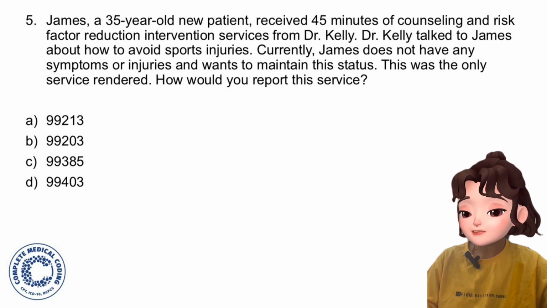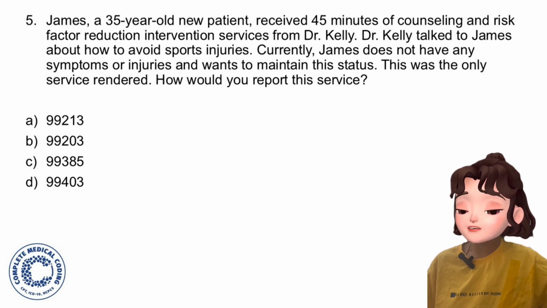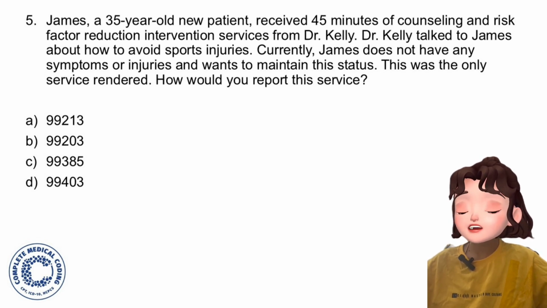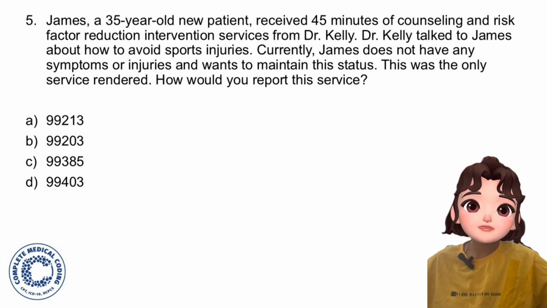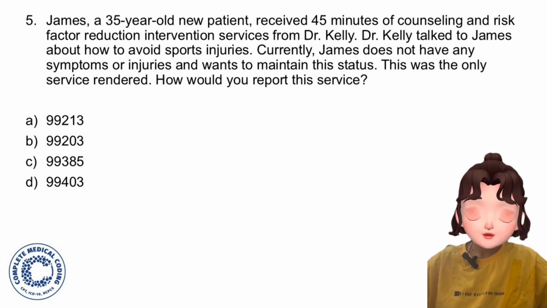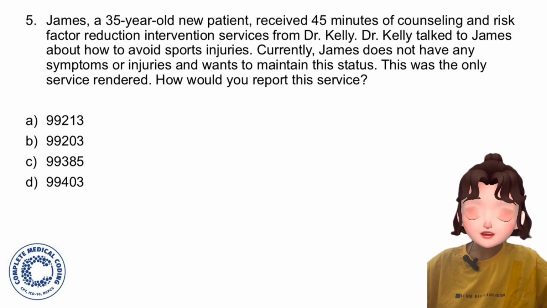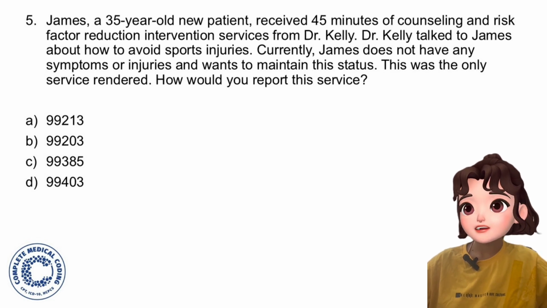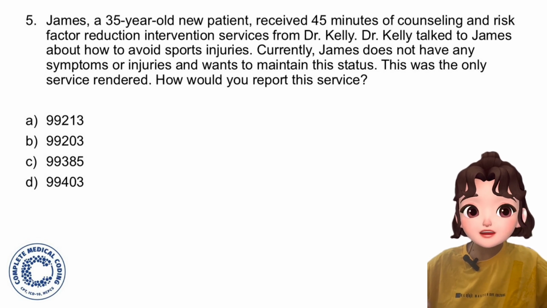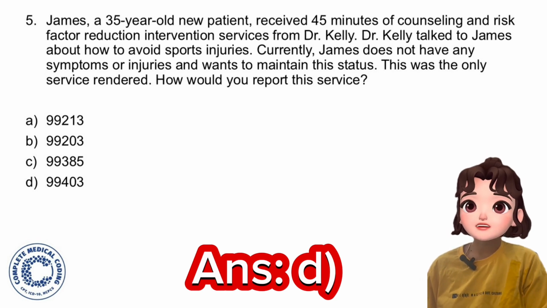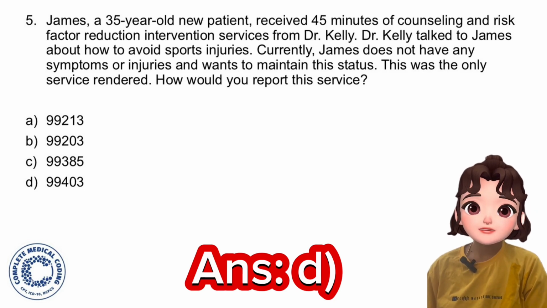What is 99385? Initial comprehensive preventive medicine, for services 18 to 39 years. Yes, this is a 35-year-old new patient. 385 could be. Okay, what is 99403? See, it falls under counseling, risk factor reduction, and behavior change intervention. This is what we need. The patient received 45 minutes of counseling and risk factor reduction, so you have to go for this one. 99403, approximately 45 minutes. Preventive medicine, counseling or risk factor reduction intervention provided to an individual, approximately 45 minutes. So 99403 is the answer here. Okay, answer will be option D. All right, so this is what the preventive medicine counseling and risk factor code is.